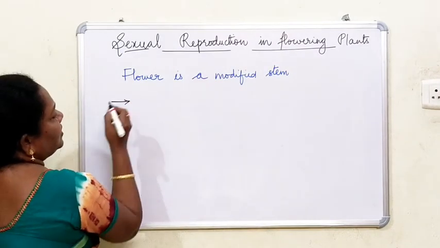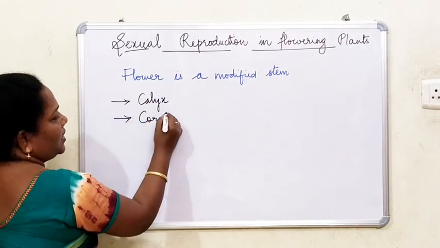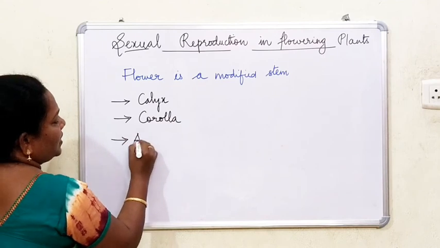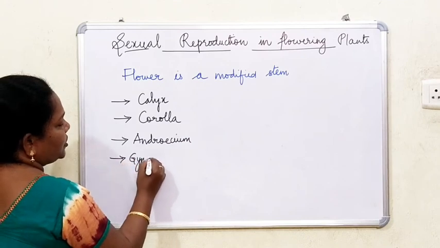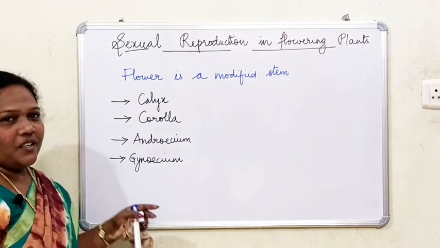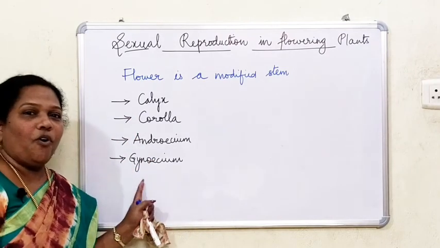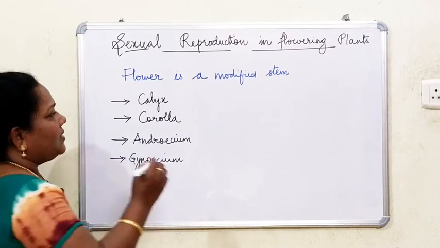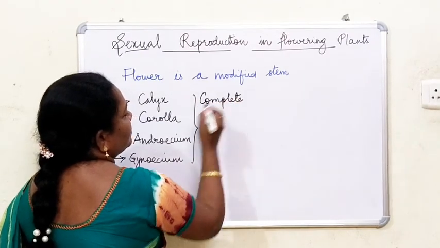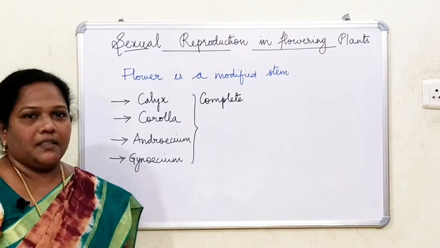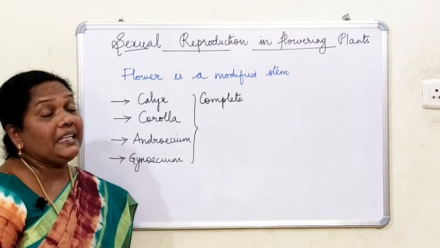The first whorl of the flower is called the calyx, the second whorl is called the corolla, the third one is called the androecium, and the fourth one is called the gynoecium. If all the four whorls are present in a flower, then the flower is said to be a complete flower. If any one is absent, then the flower is said to be an incomplete flower.